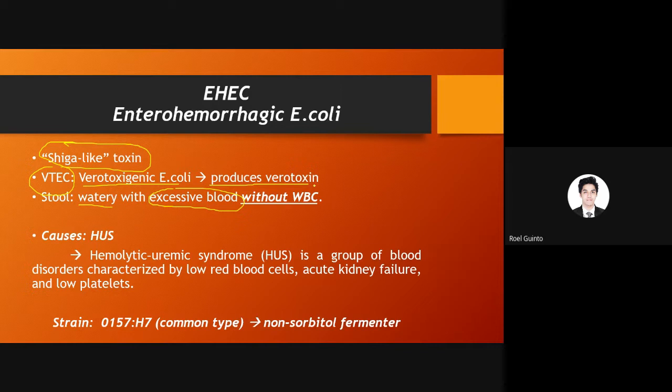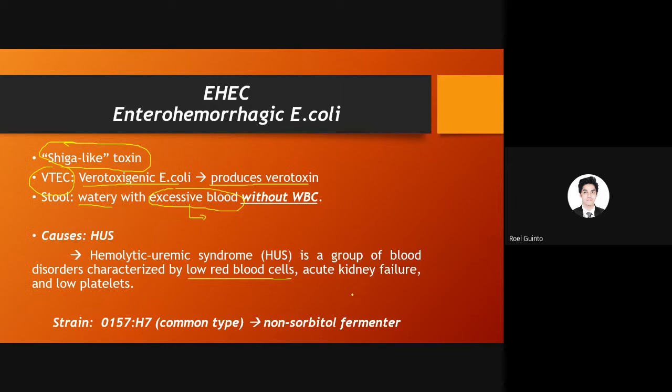So this HUS is a group of blood disorder characterized by low red blood cells, acute kidney failure, and low platelets. Kasi nga, bakit mababa daw ang kanyang red blood cells? Kasi nga, excessive blood, di ba? In-excrete sa stool yung ating blood. So, normally, mababa ang ating red blood cells.